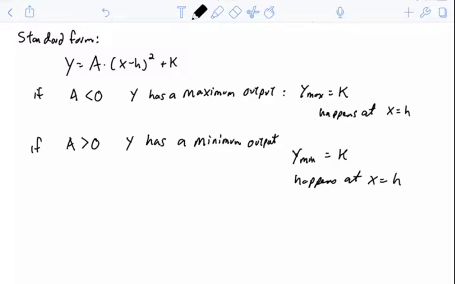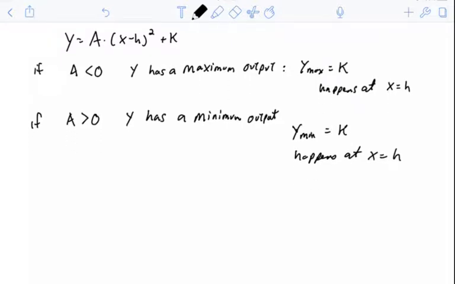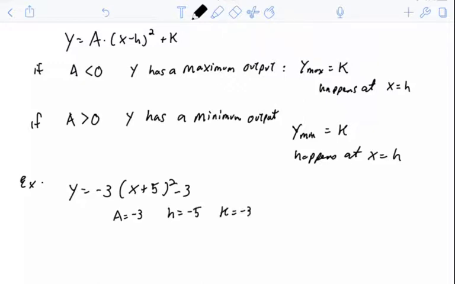And so what we can do is just look at a function in standard form, and you can tell whether it has a maximum or minimum and what value it's going to happen at. So for example, y is equal to minus 3 times x plus 5 squared minus 3. So a is equal to minus 3, h is equal to minus 5, k is equal to minus 3. So from these pieces of information, from the first one, you can tell it's going to have a maximum. The value of that maximum is going to be this number, and it's going to happen at x is equal to minus 5.